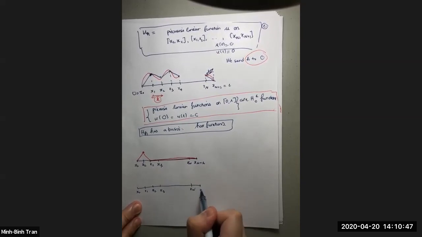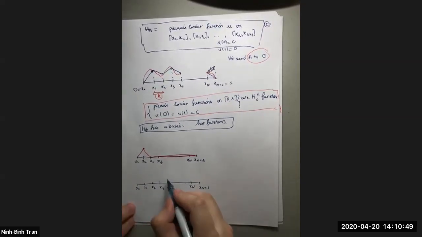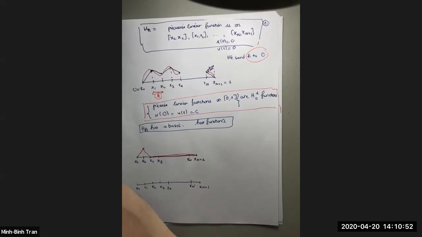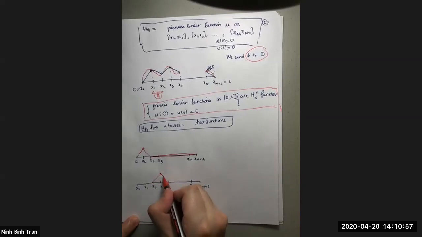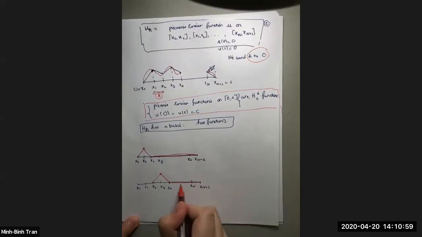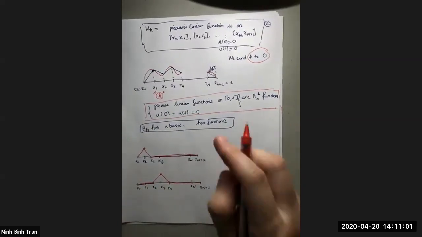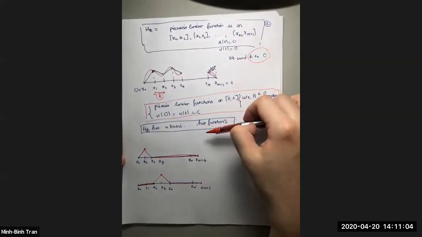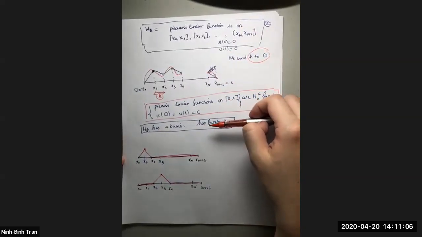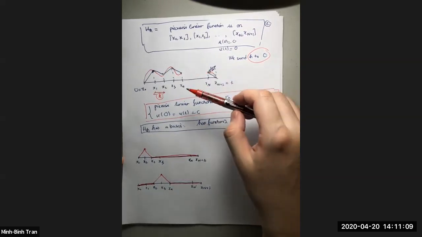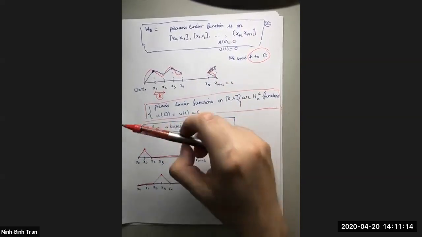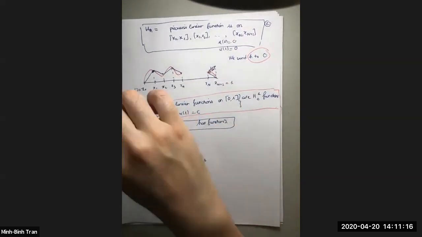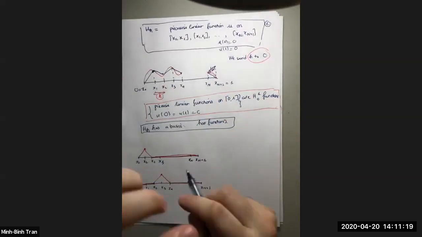Basically you choose one point, for instance I choose x3. So I say that at x3 the function is not 0, and basically it's going to be like this. All right. So the basis for the space of piecewise linear functions from 0 to 1 will be all of the hat functions. Any questions? All right, if there are no questions, we're going to continue.